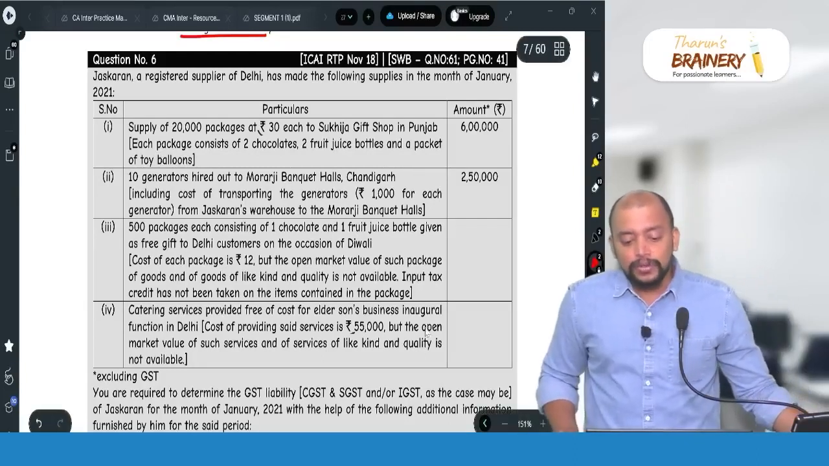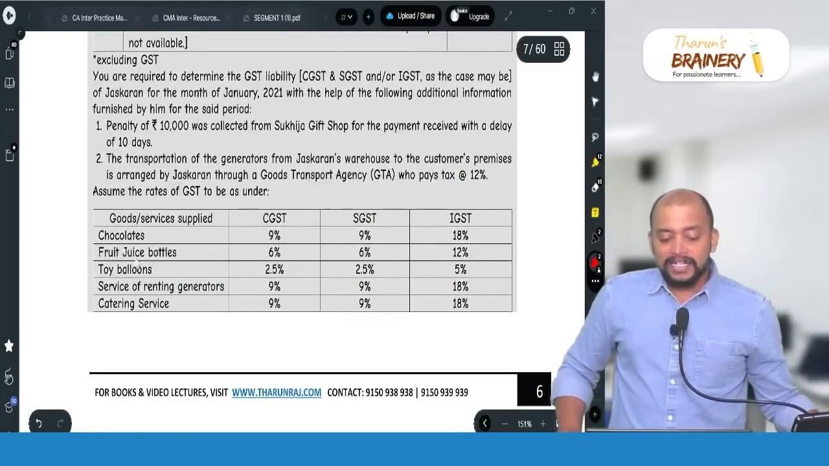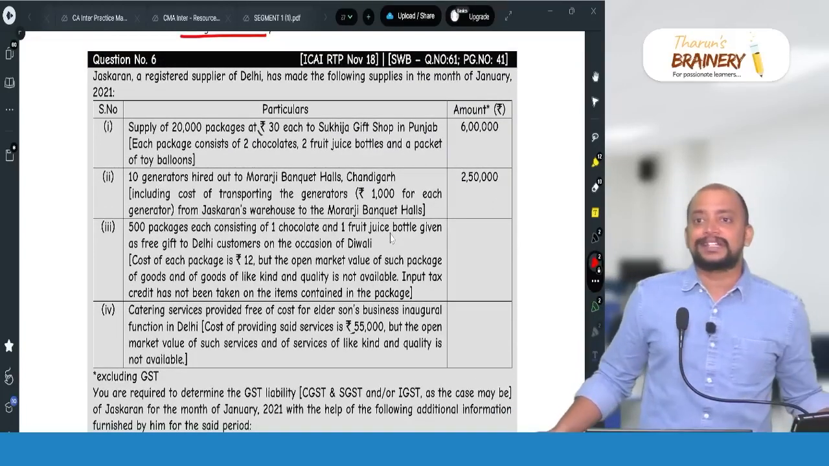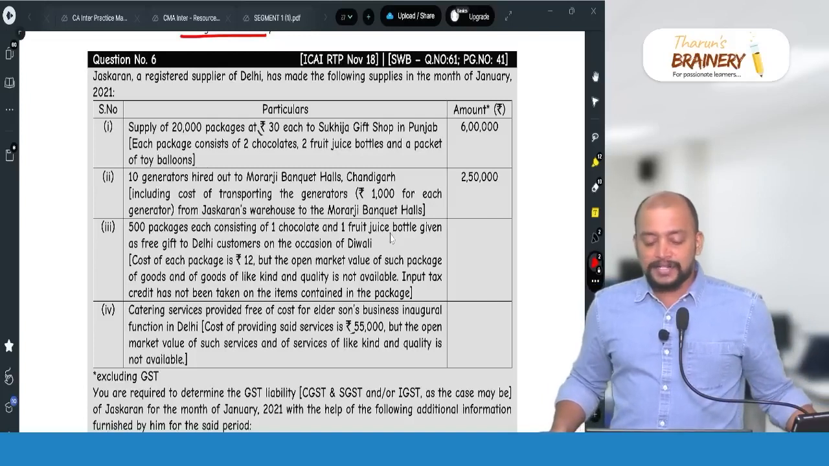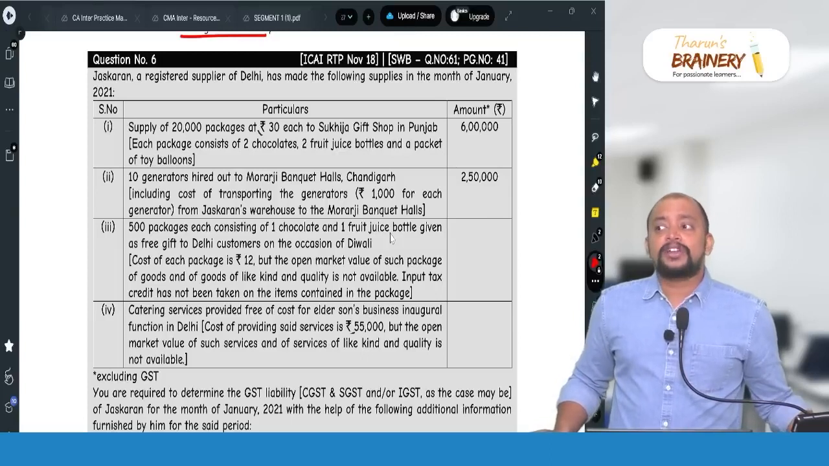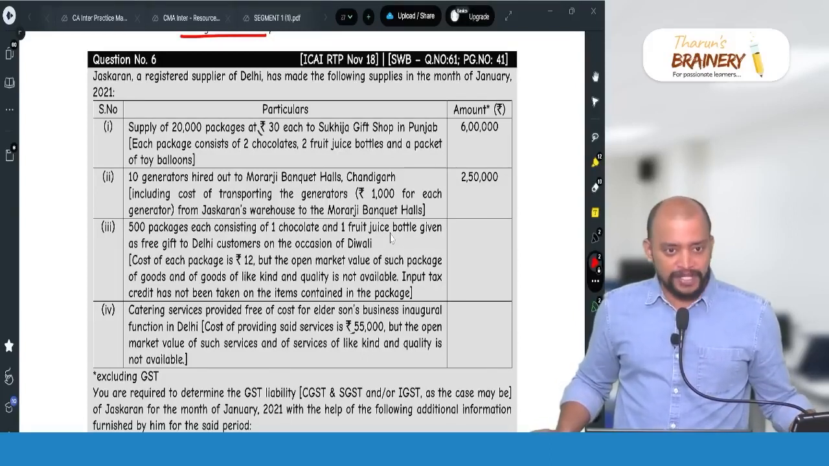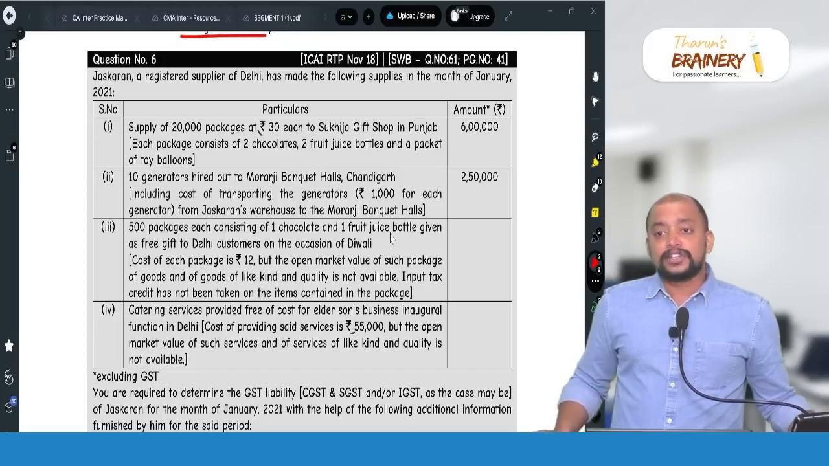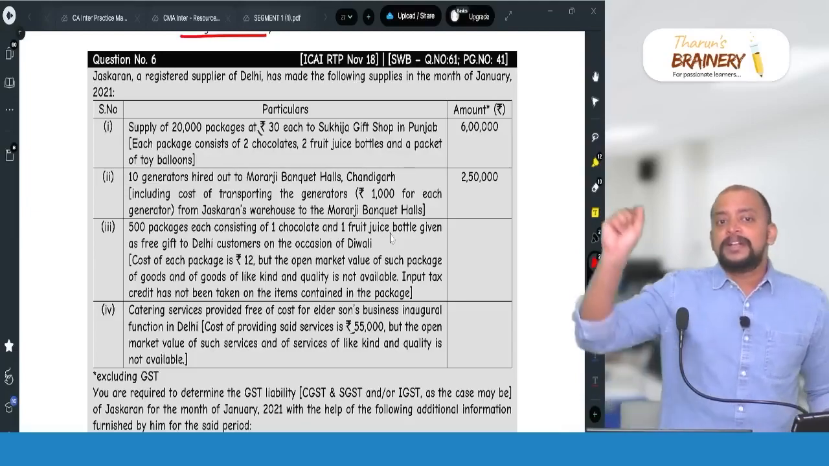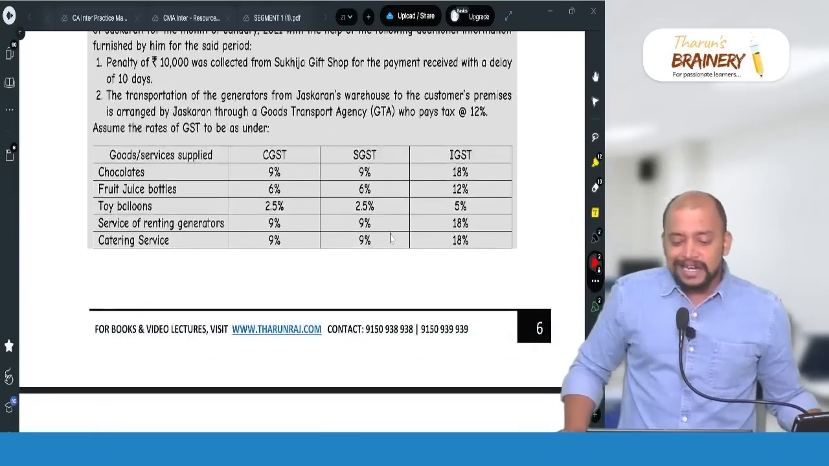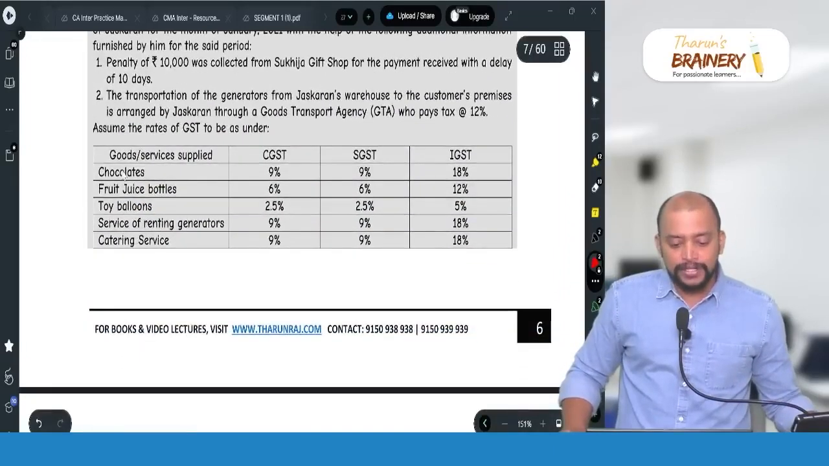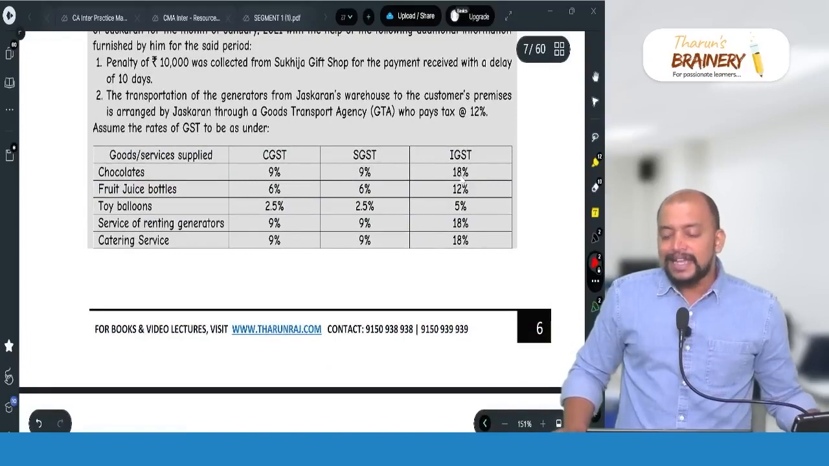As there are different goods in a single supply and different rates are applicable, we need to apply the concept of composite supply and mixed supply in section 8 of CGST Act. First, these supplies, even though all are taxable, are not naturally bundled in the ordinary course of business. Due to that reason, it is not a composite supply. However, as there is a single price, it will become mixed supply and the highest rate should be considered. That is, chocolate, fruit juice and toy balloons. In these three, the highest rate is 18%.